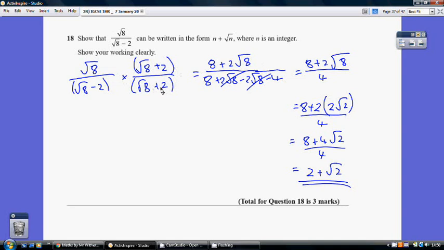Now because we've had this change of sign, these two middle terms will always cancel out in the denominator, leaving us with 8 take away 4, which is 4. So we've got 8 plus 2 root 8s all over 4. Now root 8 can be simplified itself. That's just root 4 times root 2, which is 2 root 2. So that root 8 is replaced by 2 root 2, and then multiply the 2 root 2 by the 2. We get 8 plus 4 root 2 all over 4. Both of these terms in the numerator can be divided by the 4, giving us 2 plus root 2 as our final answer.